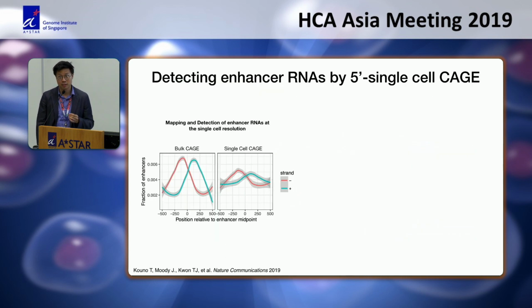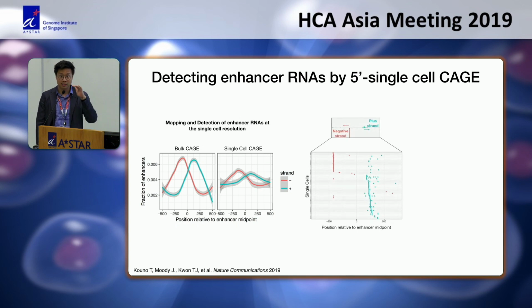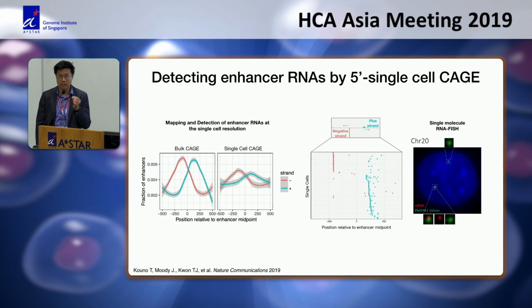So we have shown this using single cell cage technology, and you can observe and appreciate this bimodal distribution of plus and minus enhancer RNAs in bulk and as well at the single cell cage level. And what's interesting is that you can now break this down into single cell resolution, and you can see that individual cell has either the positive strand or the negative strand. You rarely see a single cell expressing both positive and negative strand, and you can actually validate and visualize this by labeling with single molecule RNA FISH, at single molecule resolution of enhancer RNAs, and they recapitulate very well the single cell cage gene expression analysis.